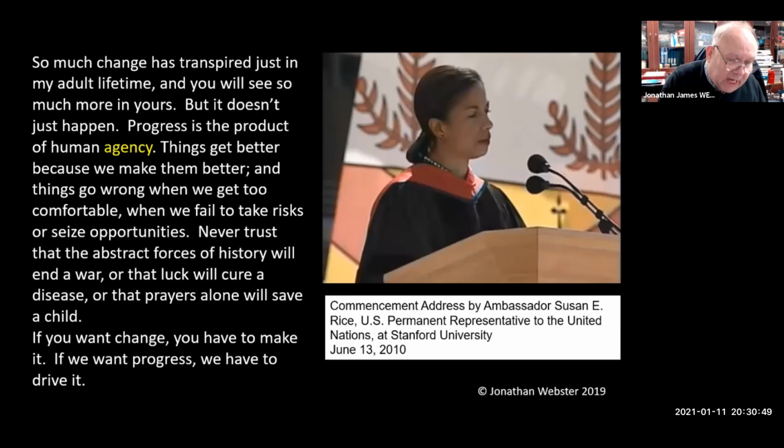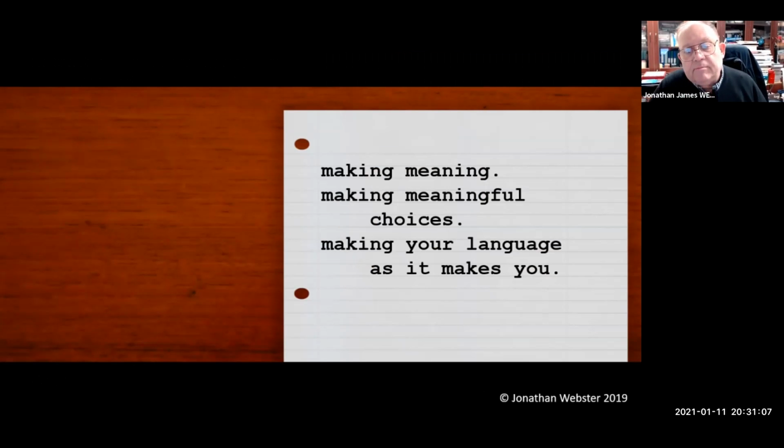It has really given me a handle on being able to understand not just what's being said, but understand the meaning that is being made. Making meaning involves making meaningful choices. You know, when we're making those meaningful choices, we're making our language as it makes us. Yes. Because the way that we see the world is how we're going to speak, but how we're going to speak is reinforcing the way we see the world. We're making our language, but it's also making us.